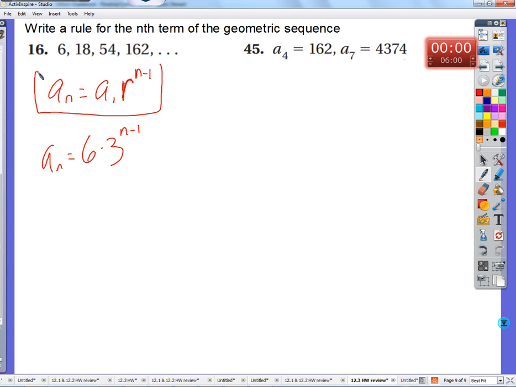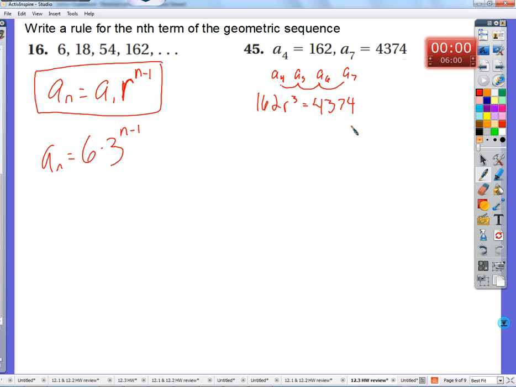So same thing for this other one, only we don't know what A sub 1 is. We don't know what R is. The idea here is the same as the arithmetic sequence that we figured out earlier. You can take 162 times R to the third power. Let me write this out as a little picture here. A sub 4, A sub 5, A sub 6, A sub 7, multiply by R, multiply by R, multiply by R again, which would be multiplied by R 3 times, or R to the third. You have to multiply by R 3 times to get to 4374.